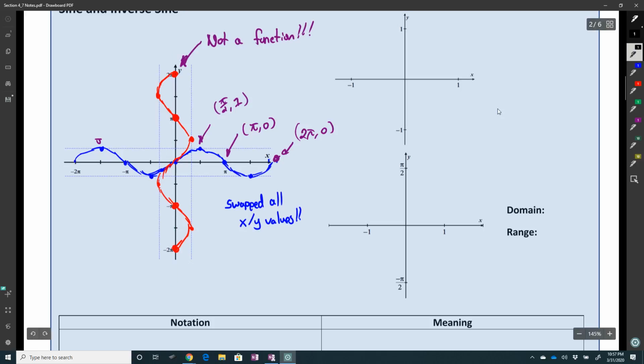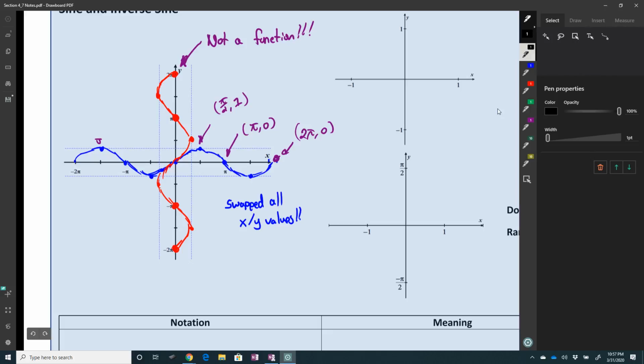But anyway, so it's not a function, so we're going to have to do a little trick. So here's the trick.